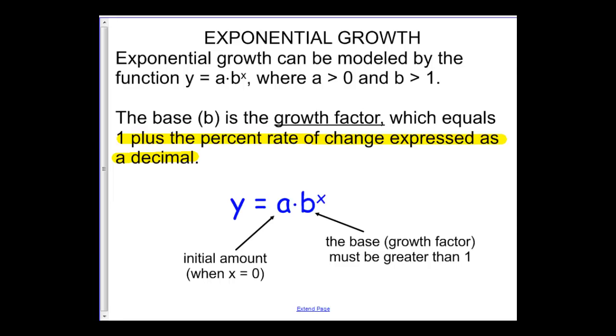And so one simple way of putting it into your notes, y equals a times b to the x, where a is the initial amount, or what we have when x equals 0 before there's been any time that passes. And b is the growth factor, which has to be greater than 1. Definitely make sure you got this in your notes.